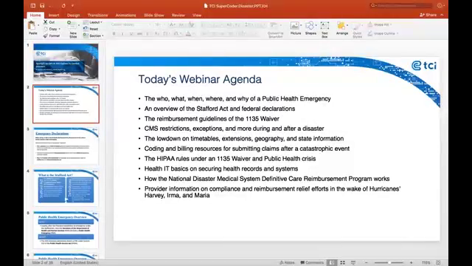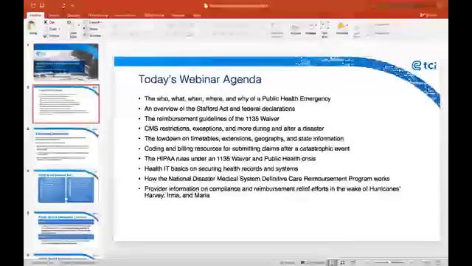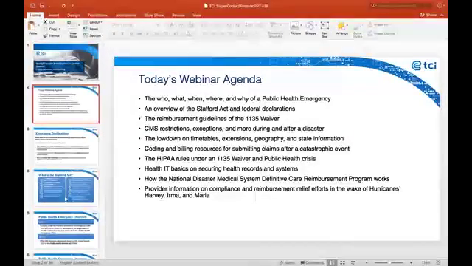information, coding and billing resources for submitting claims after a catastrophic event, the HIPAA rules under the 1135 waiver and public health crisis, health IT basics on securing health records and systems, and how the National Disaster Medical System Definitive Care Reimbursement Program works.